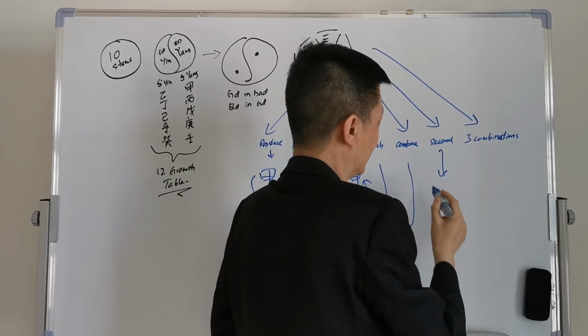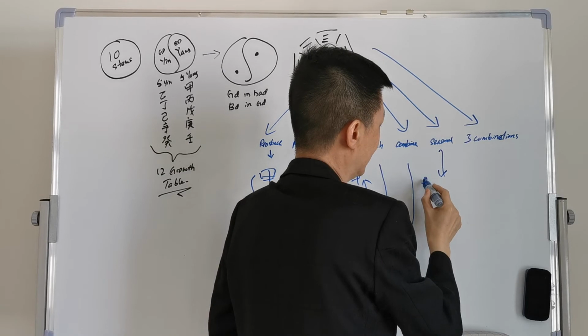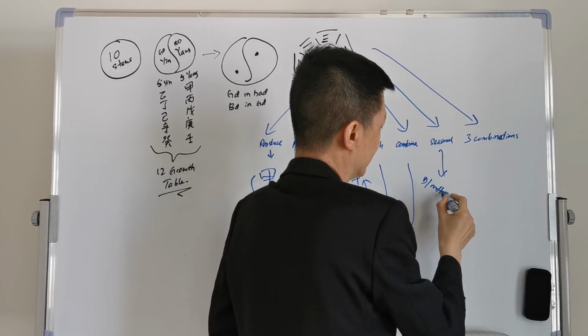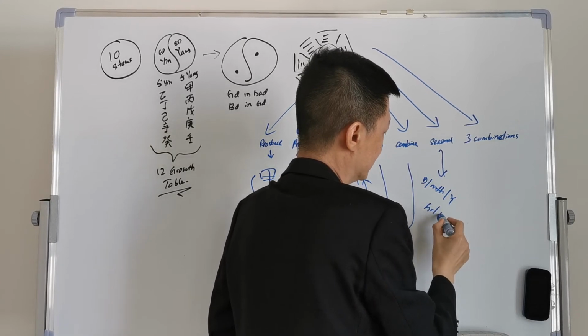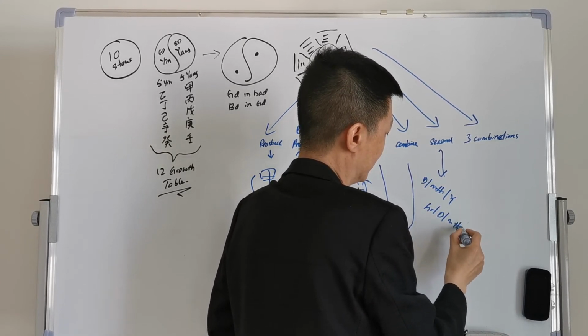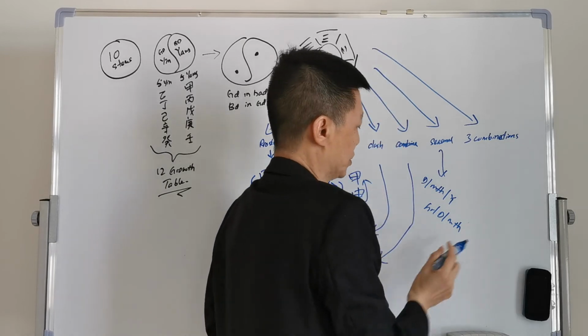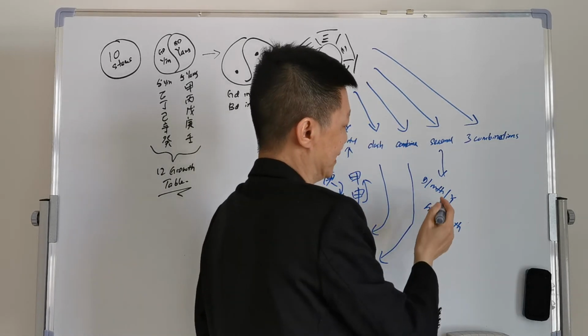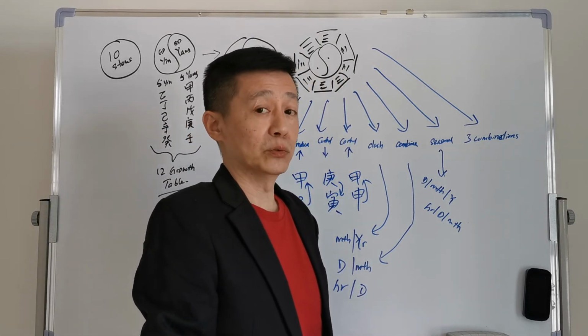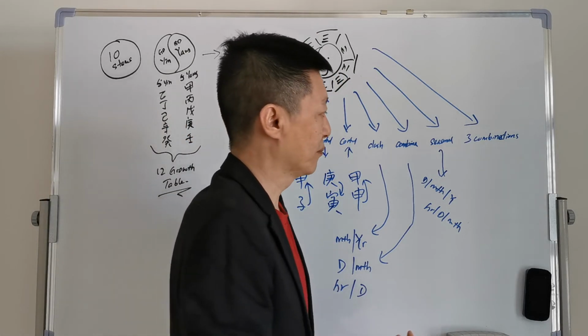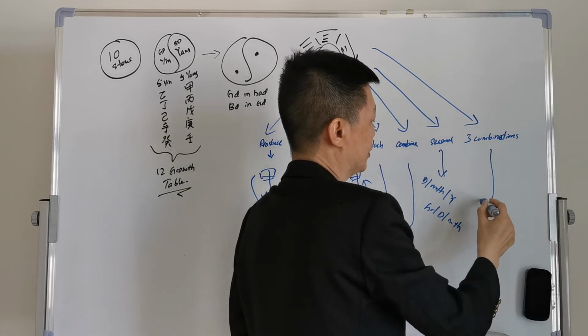Seasonal combination. There's only two: the day, the month, the year, or the hour, the day, and the month. So this is basic. These are three combinations. How to read? Is it good or bad? Same for three combinations.